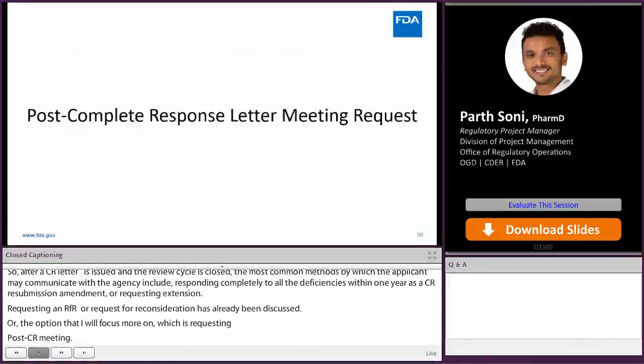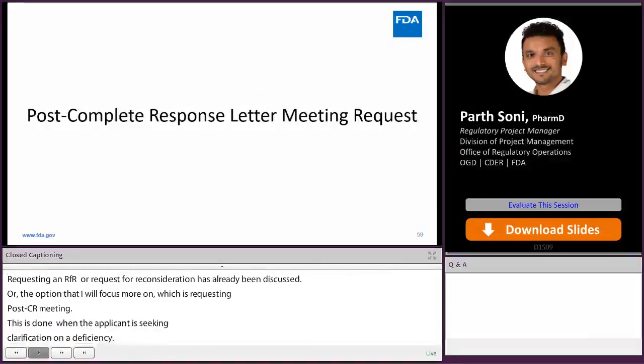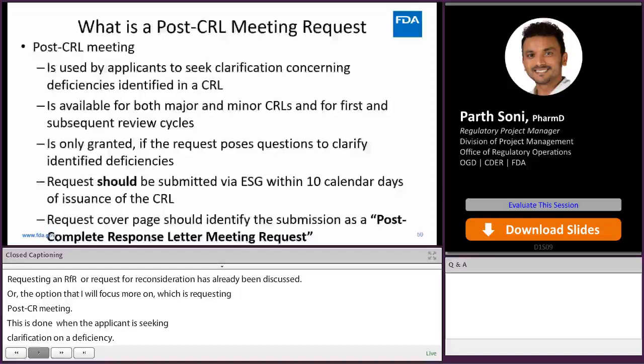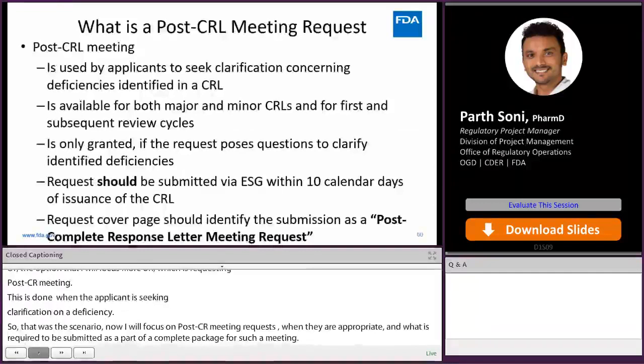So that was the scenario. Now I'll be focusing on post-CRL meeting requests, when they're appropriate, and what is required to be submitted as a part of a complete package for such a meeting. A post-CRL meeting is used by applicants to seek clarifications concerning deficiencies identified in the CRL.